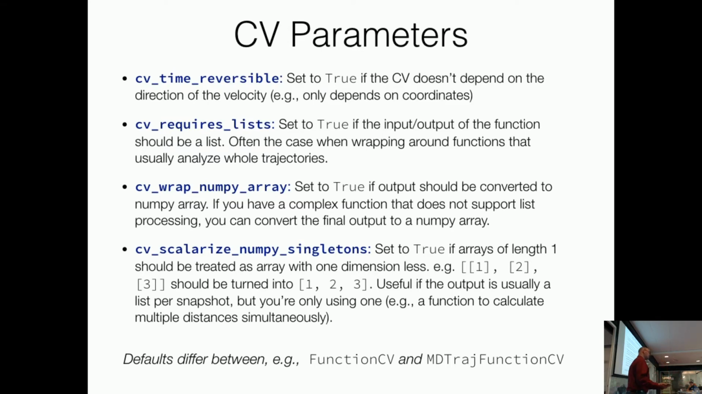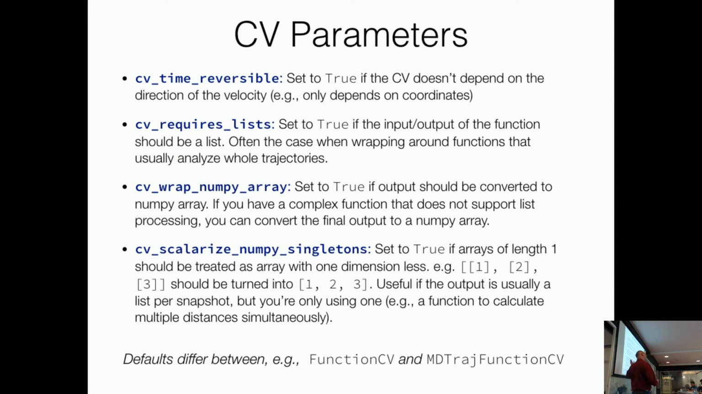If your CV is the same on both of those, you can make it faster to calculate by setting CV time reversible to true. Now that's going to be true certainly if it only depends on coordinates. It can even be true of velocity if it only depends on the magnitude of velocity, like velocity squared. So kinetic energy is still time reversible. In one snapshot, it doesn't matter whether it's forward or backward, even though it depends on the velocities. There's another one, CV requires lists.